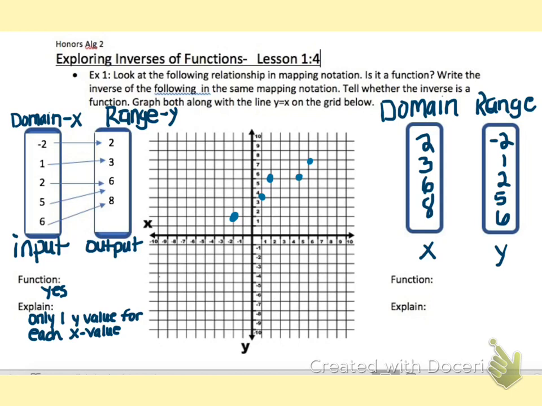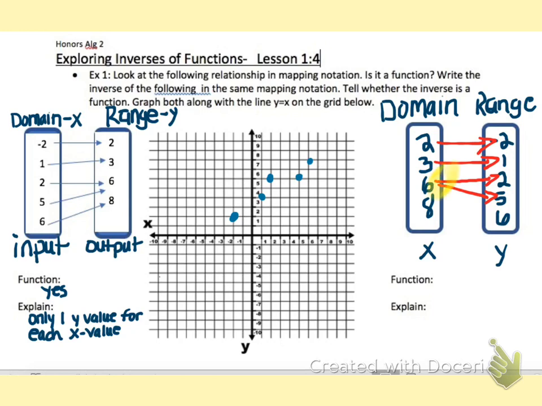So originally -2 was mapped with 2, but now 2 will be mapped to -2. Originally 1 was mapped to 3, but now 3 will be mapped to 1. Originally 2 was mapped to 6, but now 6 is going to be mapped to 2. Originally 5 was mapped to 6, but now 6 is going to be mapped to 5. So notice how 6 is being mapped to 2 different values here.